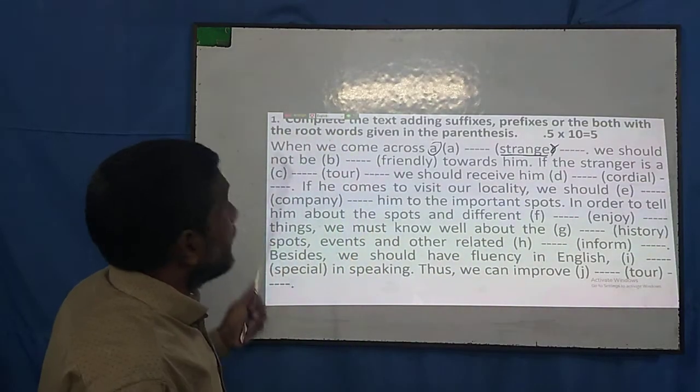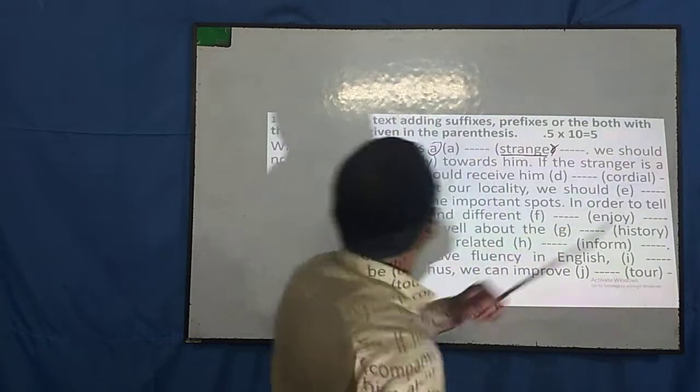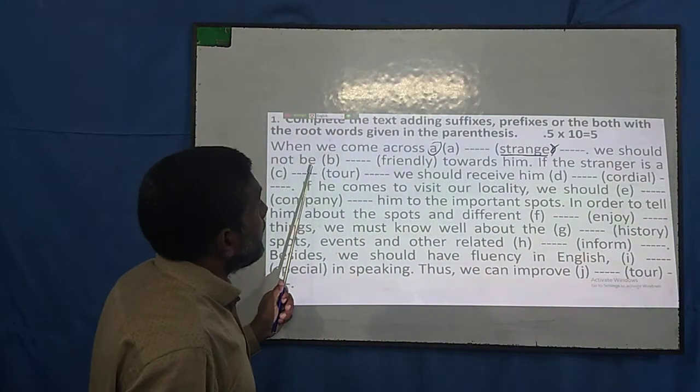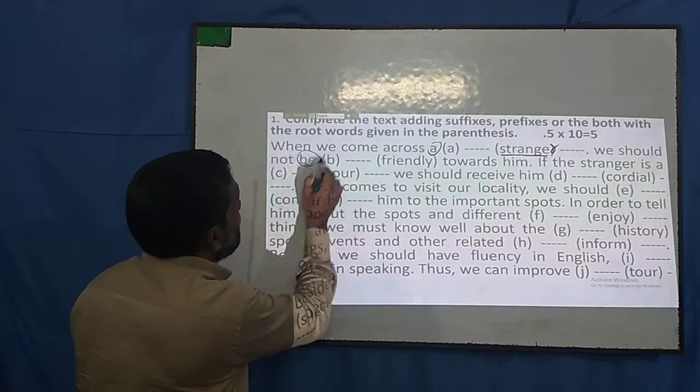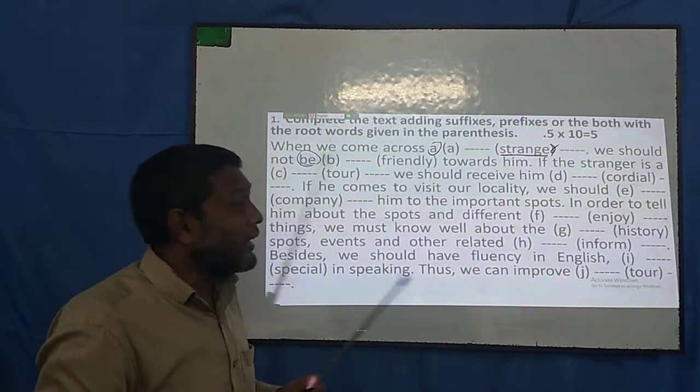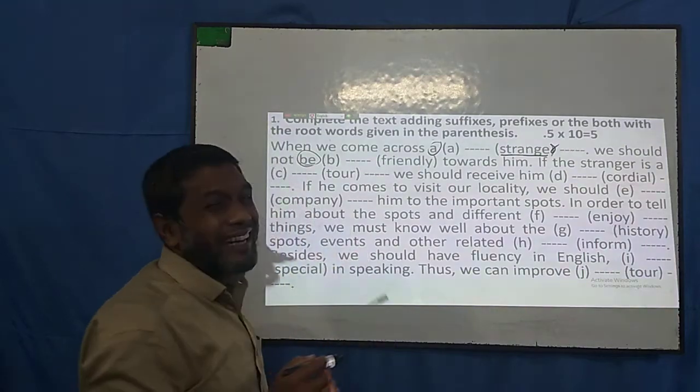So dear students, we should go ahead. Here is the example. This is a be verb, you know, and after be, this place is fixed for an adjective.